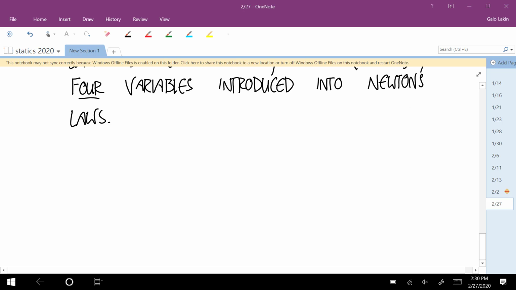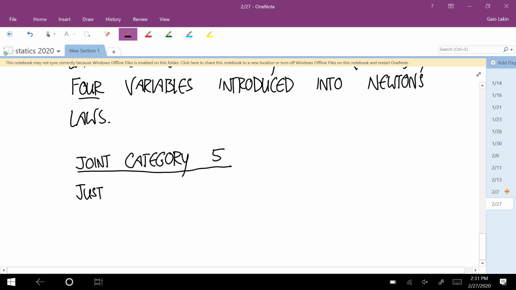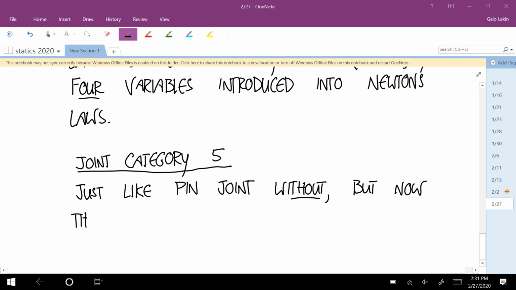So now let's go to joint category 5 that works the same. So joint category 5 is just like the pin joint without thrust. But now thrust is applied, is generated.